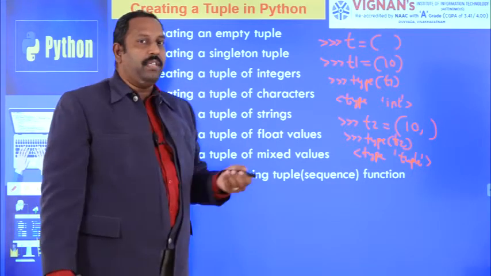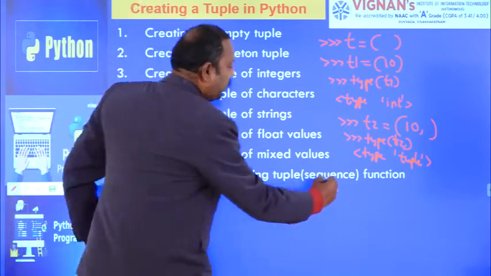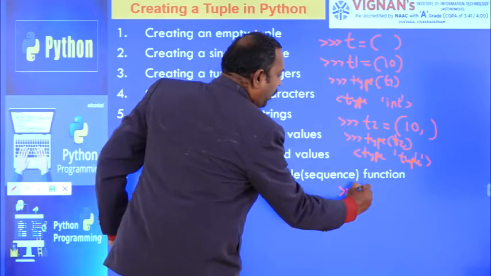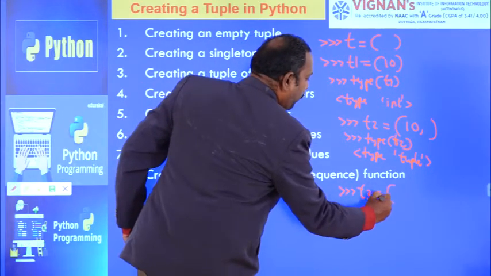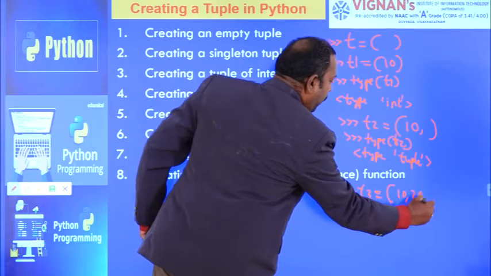Creating a tuple of integers. Suppose I want to create a tuple of integers, then you have to write t3 equal to 10, 20, 30.